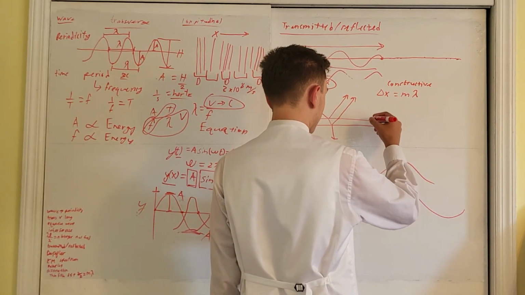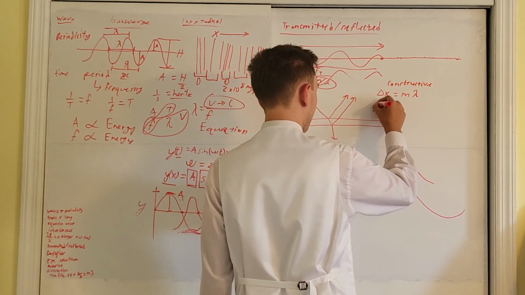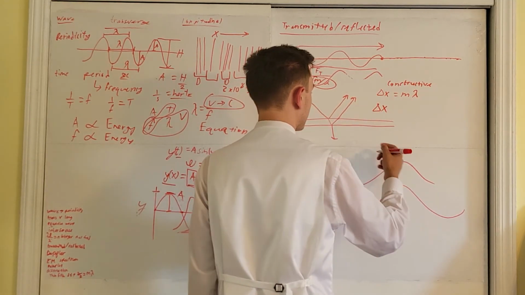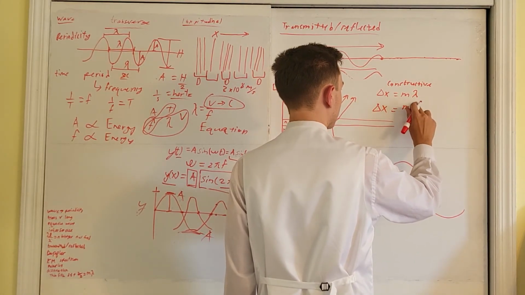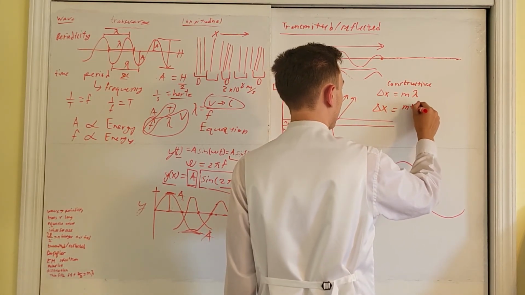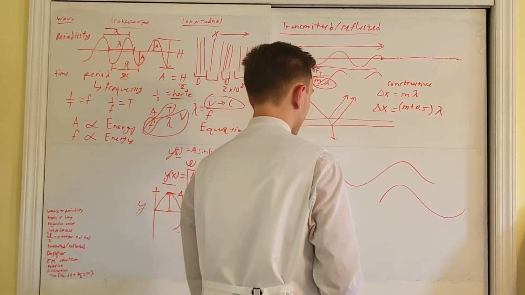Now for destructive interference, if we want perfectly destructive interference, we need to have a displacement between the two waves. That is m plus 0.5 times lambda, okay?